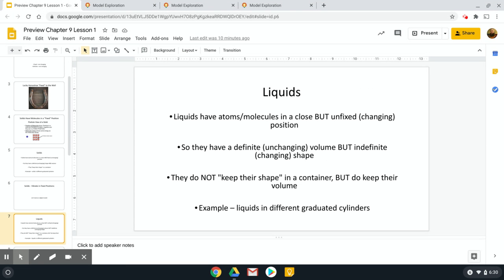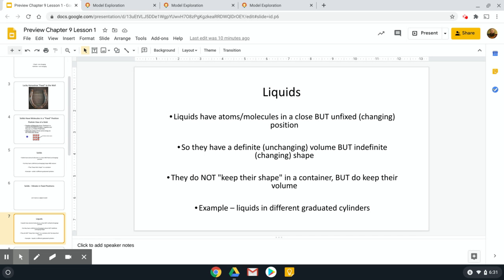Liquids have atoms or molecules that are close together, they're touching, but they are in unfixed or changing positions. This gives liquids a definite volume, an unchanging volume, but an indefinite shape. So liquids have a definite volume, but indefinite shape. They don't keep their shape in a container, but they do keep their volume.